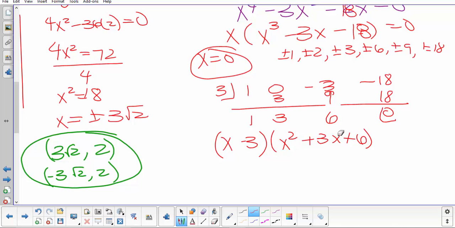Because there are no factors of 6 that combine to 3, it means that this would give us imaginary solutions, which we don't need to worry about because we're looking for points of intersection here. Our other x value would be 3.